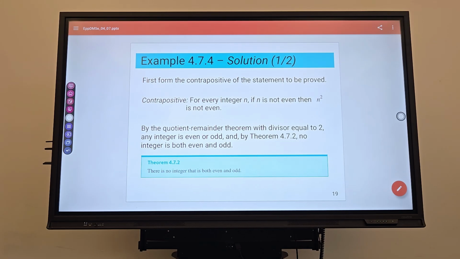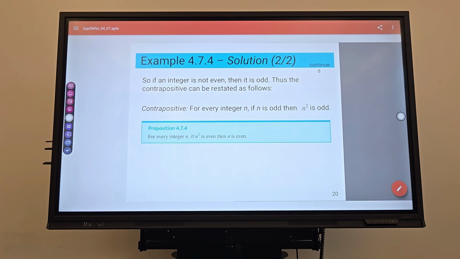By the quotient remainder theorem with divisor equal to 2, any integer is either even or odd. And by theorem 472, no integer is both even and odd. So if an integer is not even, then it is odd. Thus, the contrapositive can be restated as follows: for every integer n, if n is odd, then n squared is odd. So the proposition holds: for every integer n, if n squared is even, then n is even.